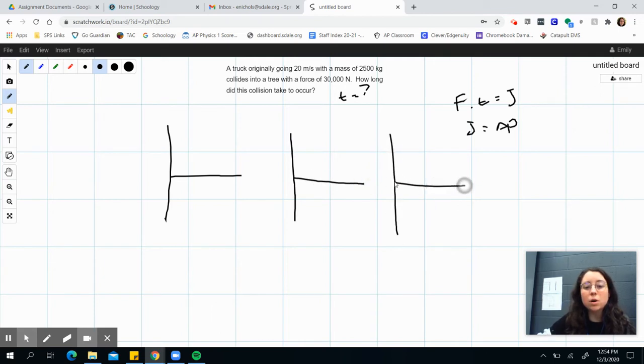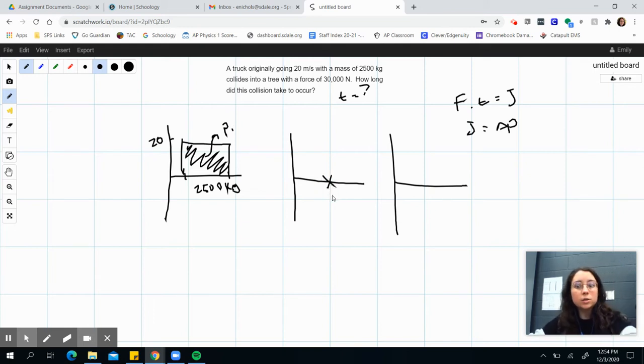We're actually going to use all three charts today because I originally have going 20 meters per second and it has a mass of 2,500 kilograms. So that means that I'm going to have an area like this. This is going to be my initial momentum. And then at the end, I don't have any momentum because it's collided into the tree. So that means that it has crashed and it is at rest. So I still have that mass of 2,500 kilograms, but it's not moving anymore. So I'm just going to put an X.